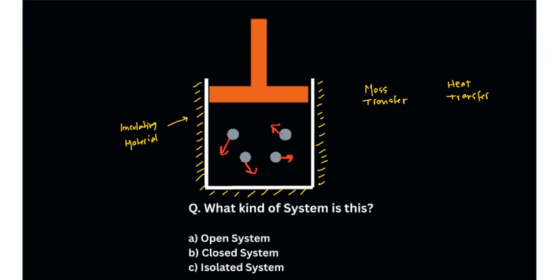Now let us consider the question that I asked you initially. What kind of system is this? Now you can see this is a container and there are some particles inside it which have a random motion. It is blocked by a piston. Now since it is blocked by a piston, can mass transfer happen? No. Mass transfer cannot happen. Now, can heat transfer happen? Now, I have covered the system.